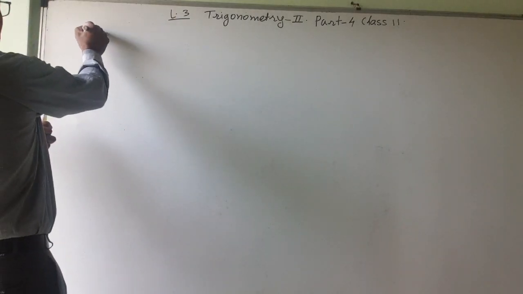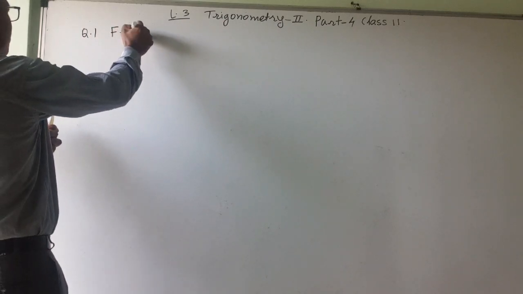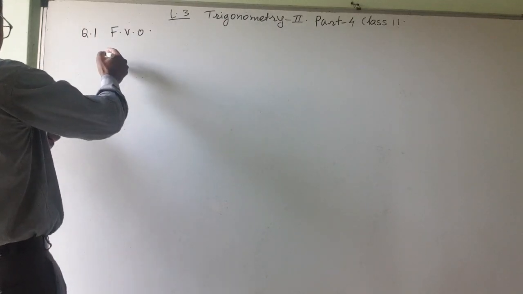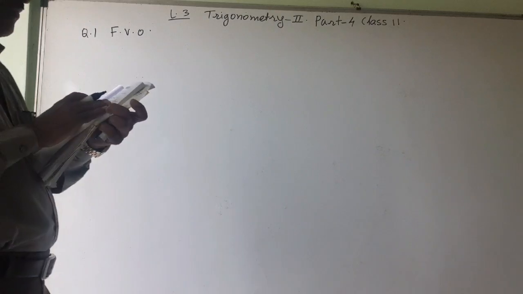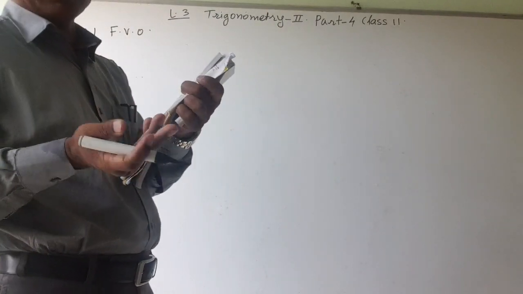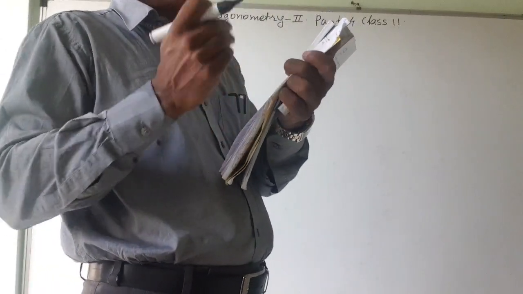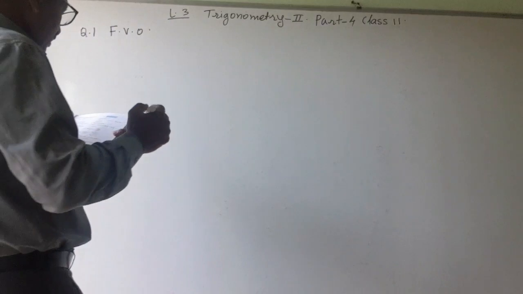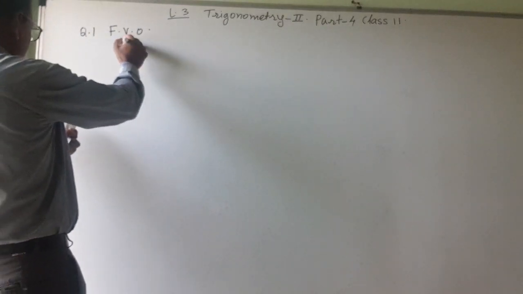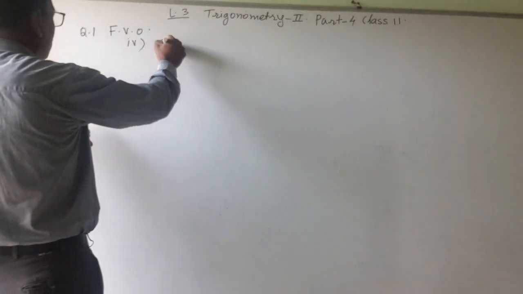So question number 1: find the value of... In that, sine 15, cos 75, that you can do. Sine 15 means 45 minus 30. Cos 75 means 45 plus 30, that you do. I want to solve question number 4, cot of 225.